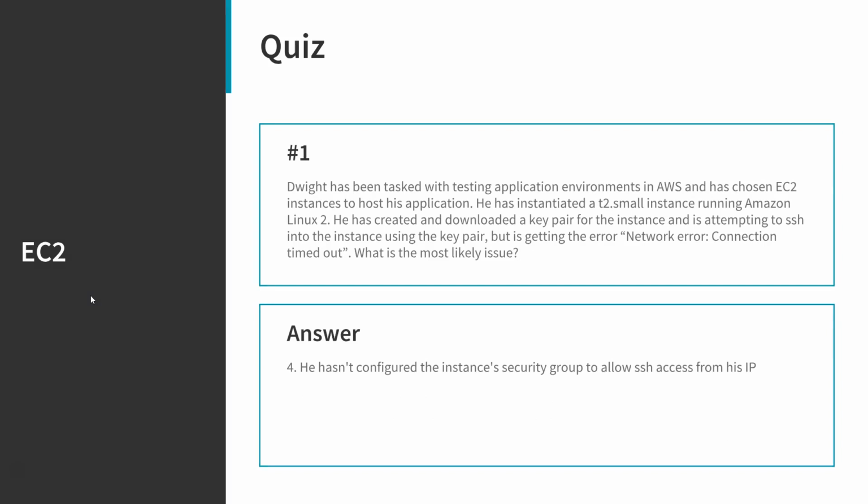And the answer to this one is 4. He hasn't configured the instance's security group to allow SSH access from his IP. So when you get connection timed out while trying to SSH into an EC2 instance, the answer is almost always that there's something wrong with your security group, so it's trying to make a connection that's never going to get refused, but is never going to get approved either.